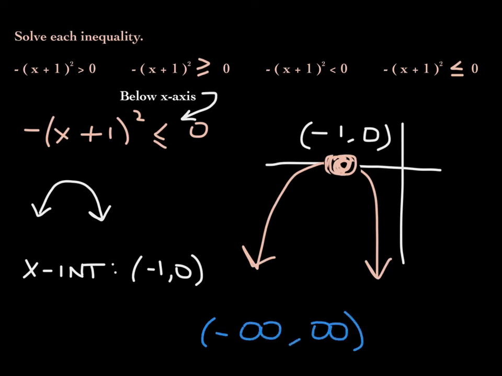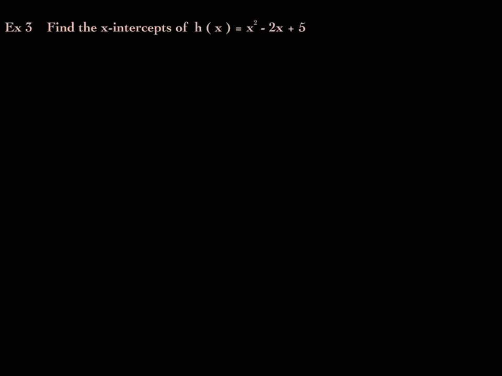All right, very good, everybody. Let's look at another quadratic. Find the x-intercepts for this quadratic function. Now again, don't forget that to find the x-intercepts means you plug 0 in for y. The notation h of x represents y. All right, so here we go. I am going to take my function and set it equal to 0.